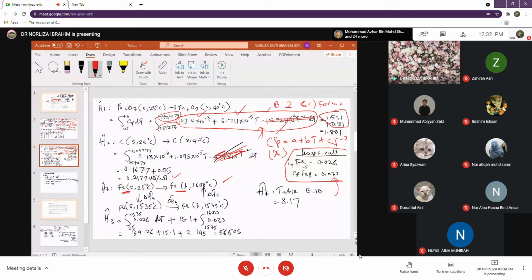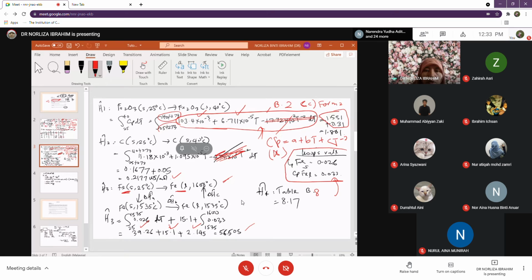Cox rule is B10, sorry. This one's supposed to be B8. Cox rule is B10, yes. Alright, so you put there, you integrate here for the solid. This is heat of melting, 15.1. And this is the integration from 1535 to 1600. So you got 56.505 for the H3.